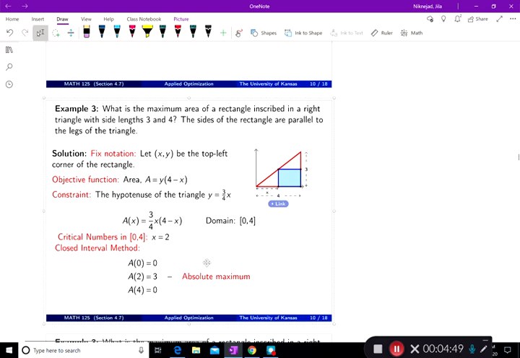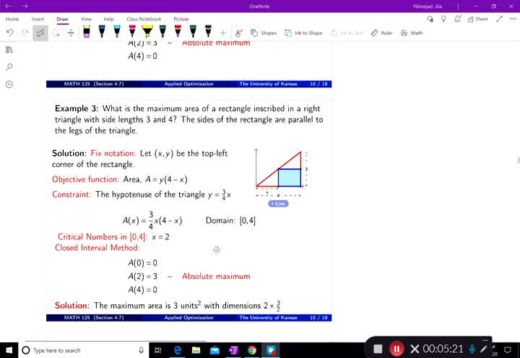Again, this was an example where you actually used the similarity of triangles to find the constraint. And so usually, for engineering purposes, the constraints come from some geometric property of the problem, and so pay attention to those.